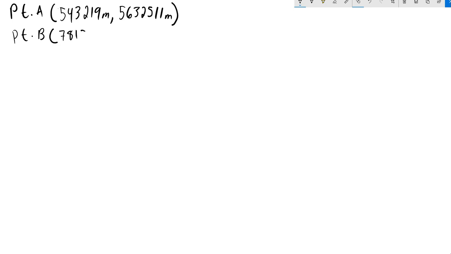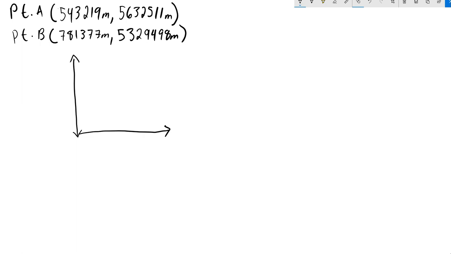And then I have point B at the next coordinate, which is at 781,377 meters, and we have it at 32 seems to be stuck in my head today, 9498 meters. Is that too many? Nope, that's good. All right, so those are my two numbers. Those are my 2 points. So my suggestion is always draw these out. Okay, so if we do this, we can do it this way. So here is my northings and this is my eastings.